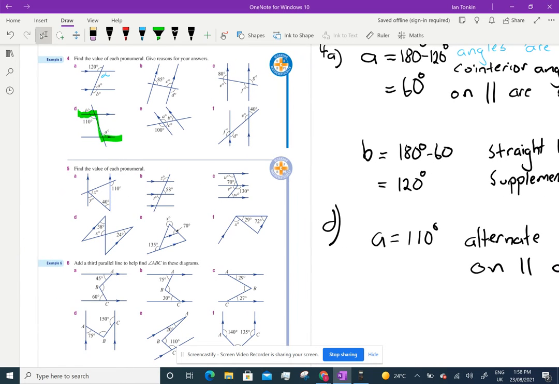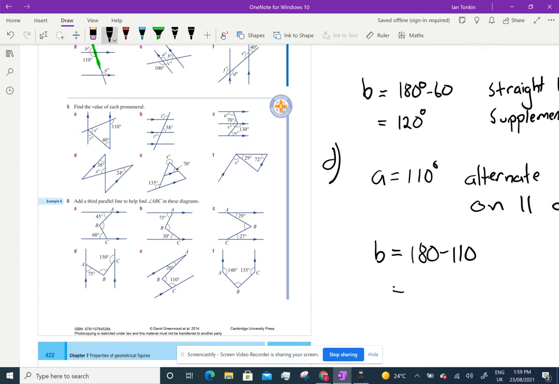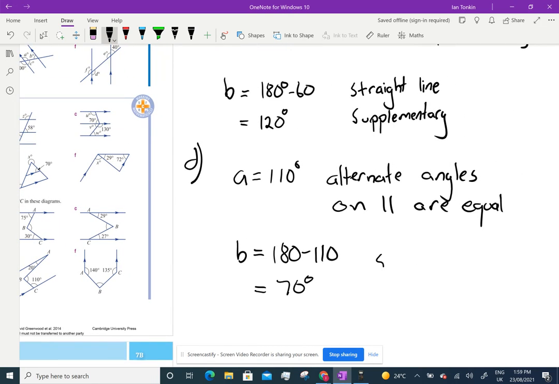What about B? Well, B and 110 are on that straight line there. So B equals 180 minus 110. And I know it might be obvious, but you should write your expression: 70 degrees. Why? Well, they're on a straight line again, and they are supplementary. The more often you use the words, the better you will come to understanding those words.